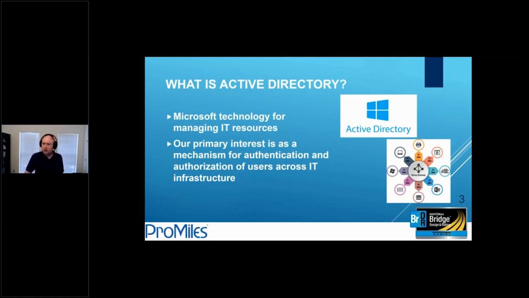But Active Directory goes beyond that. It also covers things like your email. It covers things like network storage and sharing, and pretty much anything that you can manage. Printers are included in there. It is just a way to make the battle of managing a large organization a little bit easier. So for BRDR, our primary interest is using it for authentication and authorization of users.